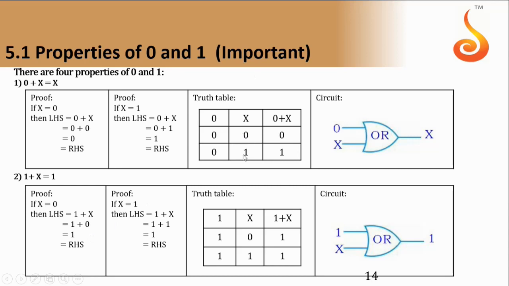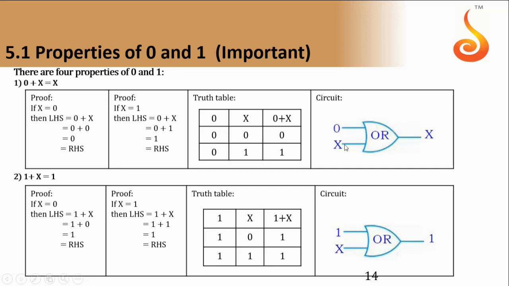X is 0, X is 1. These are the only two possible values. So, 0 plus 0 is 0. That is 0 plus X and it is 1. So, you are getting here 0 plus X is equal to X. Can I see here? See, these two columns are same. So, 0 plus X is equal to X. According to the truth table also, we have proved the property, and this is how I write it.